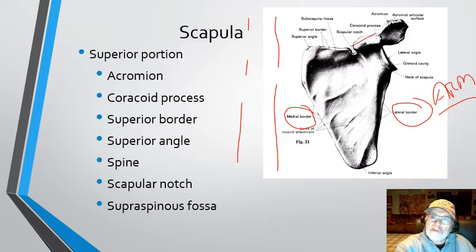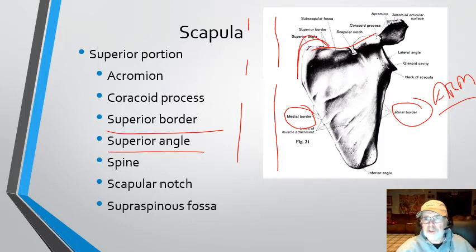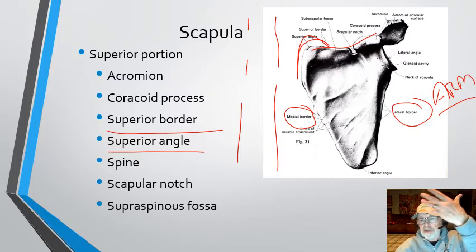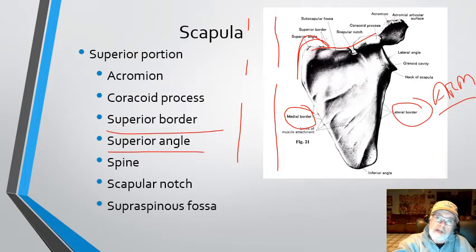This up here, for lack of any better purpose, is the superior border, and this area right here is the superior angle, okay? Makes sense. Superior means at the top. So the top edge is called the superior border. Top angle up there is called the superior angle. Okay. We don't see the spine. Don't worry about the spine yet. That's going to be coming up in just a minute.